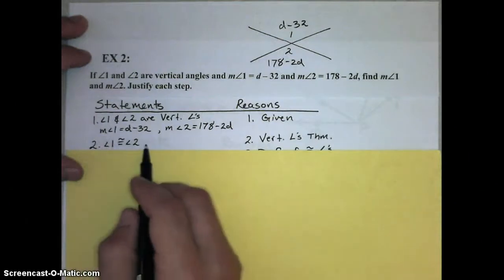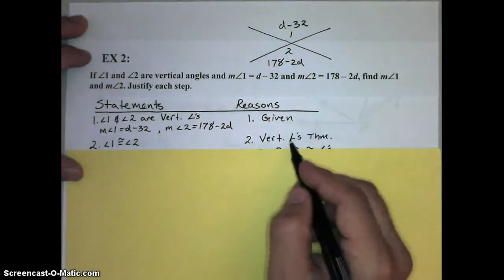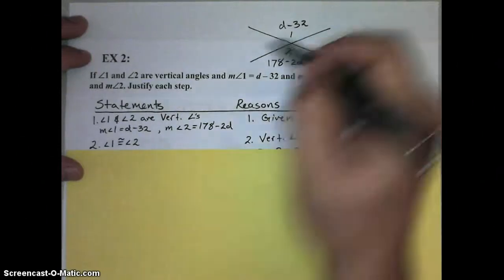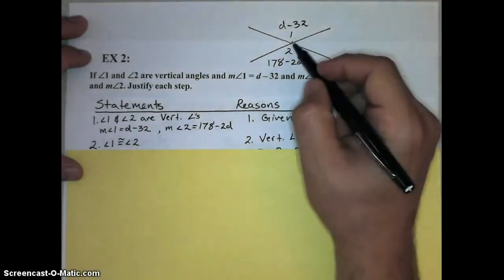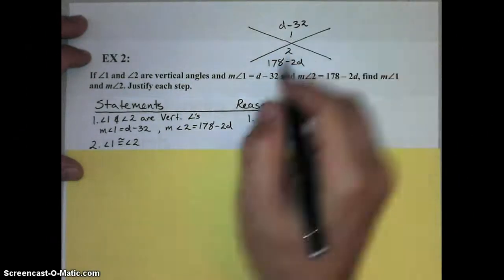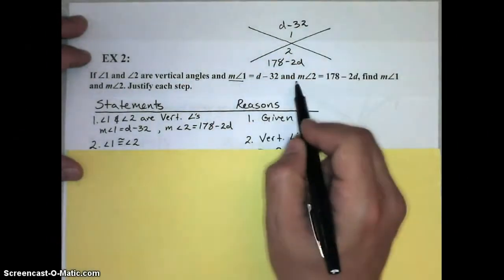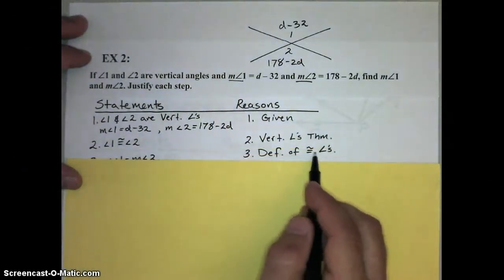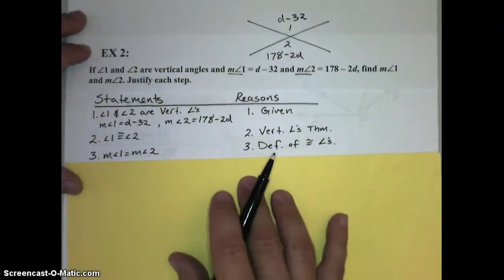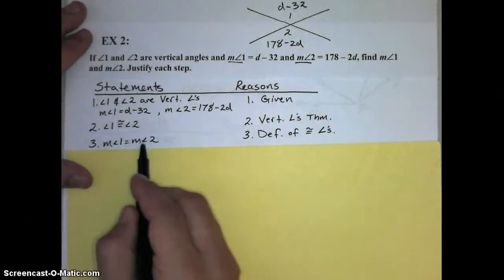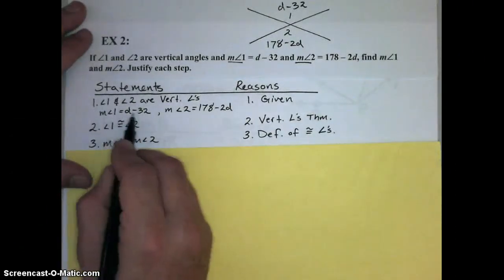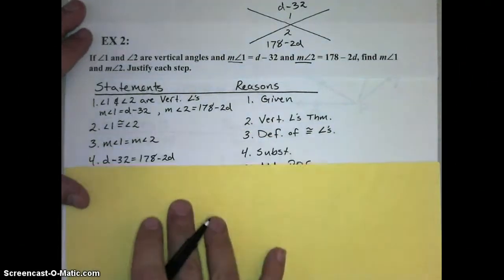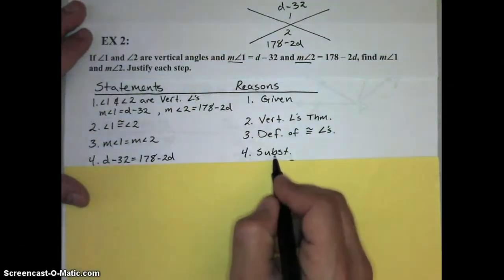Angle 1 would have to be congruent to angle 2 by what we call the vertical angles theorem. The theorem we just talked about a little while ago says vertical angles are always congruent. And if 1 and 2 are congruent, we know their measures are equal. Now, I do have to talk about their measures, as you'll notice from the given information. So I need to say that their measures are equal by definition of congruent angles. Now, since their measures are equal, I can substitute d minus 32 in for the measure of angle 1 and 178 minus 2d in for the measure of angle 2. And the reason is substitution.